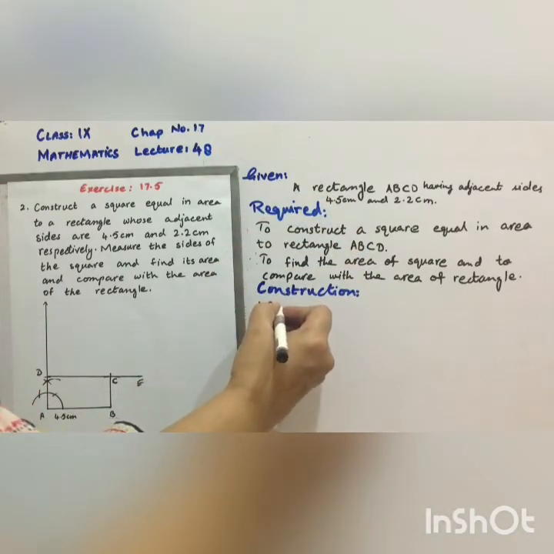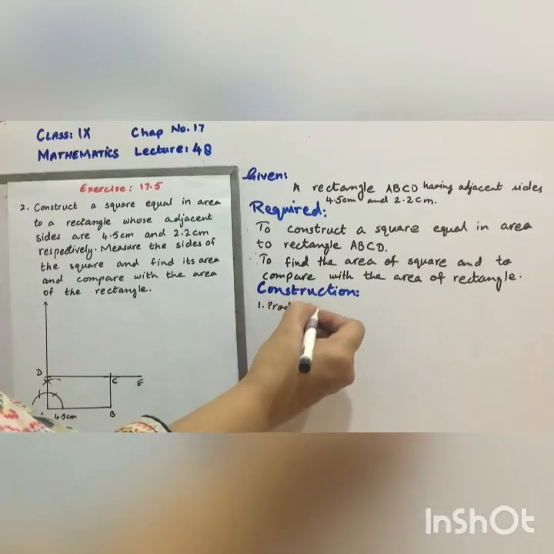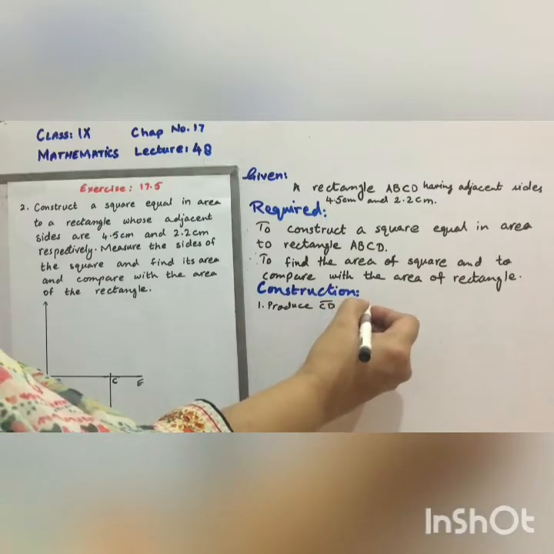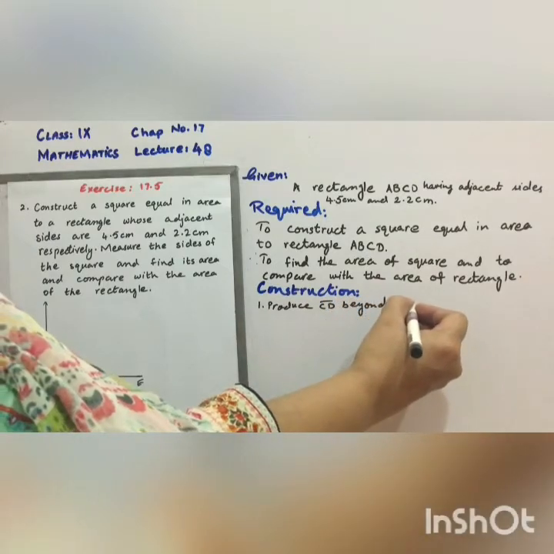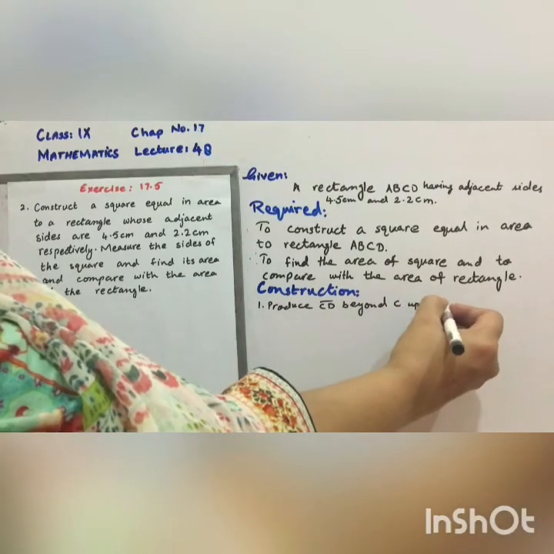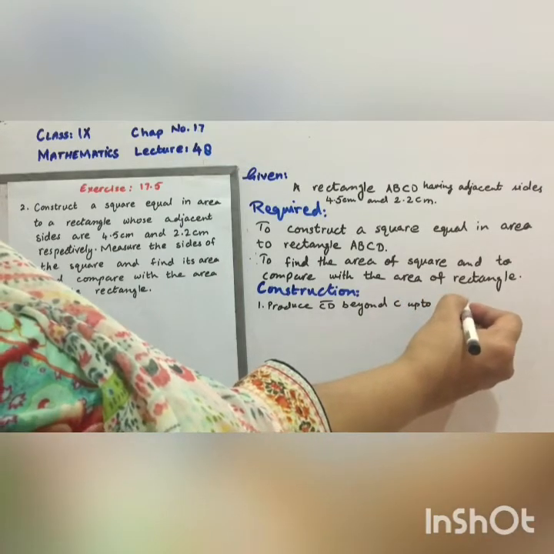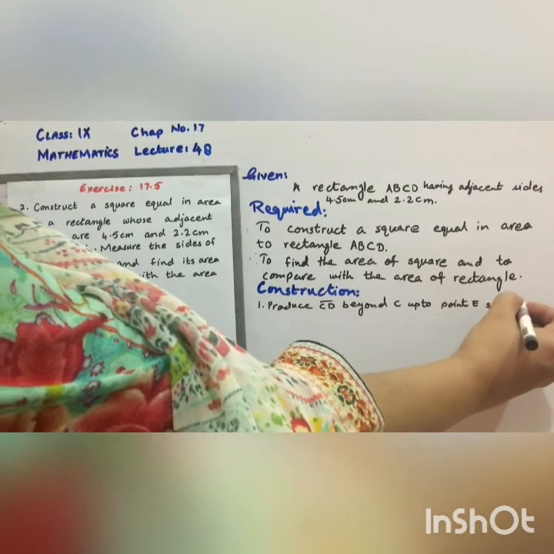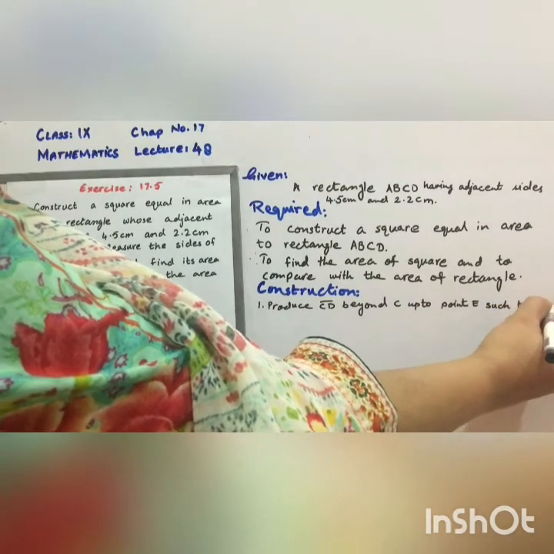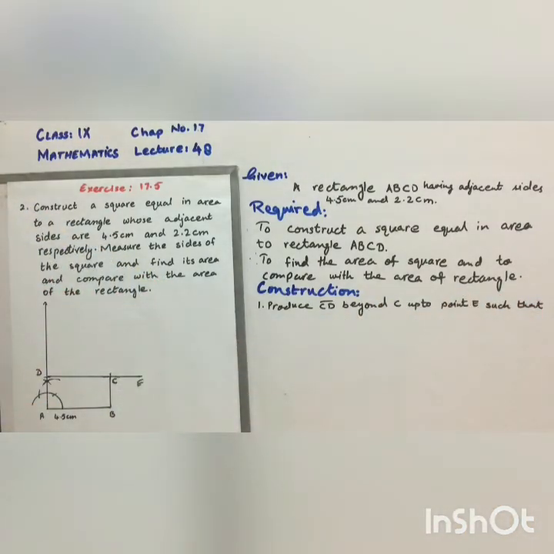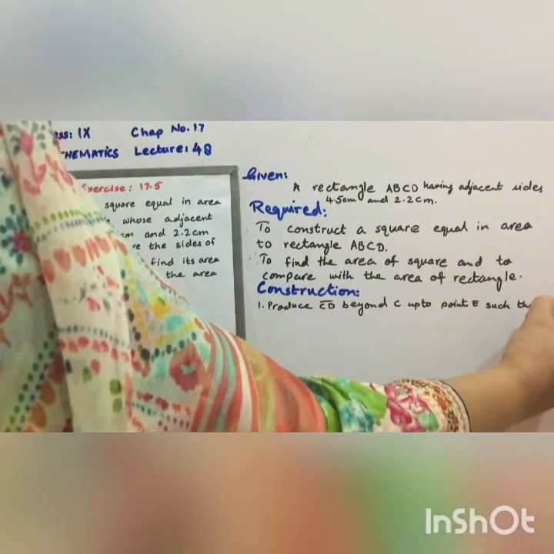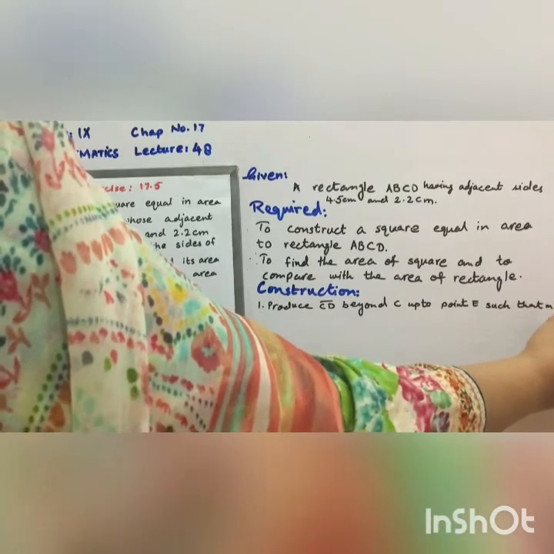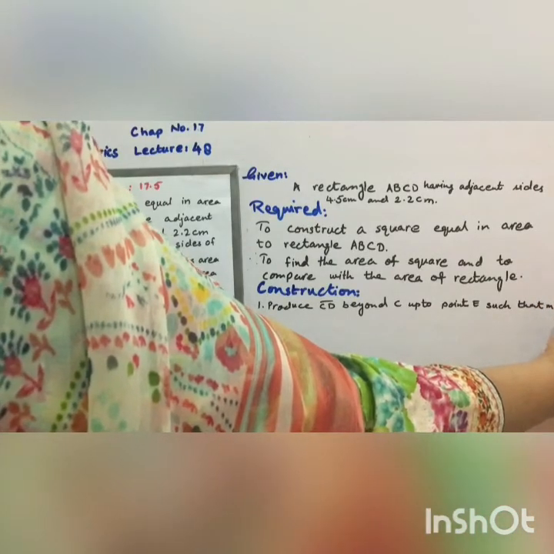Produce CD beyond C up to point E such that measurement BC is equal to measurement CE.